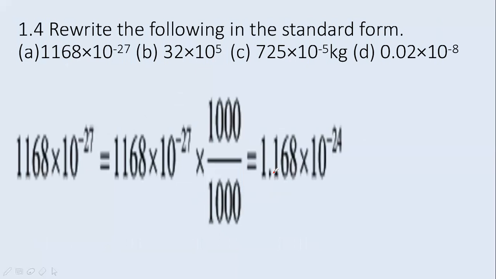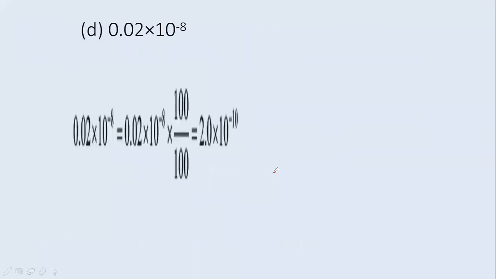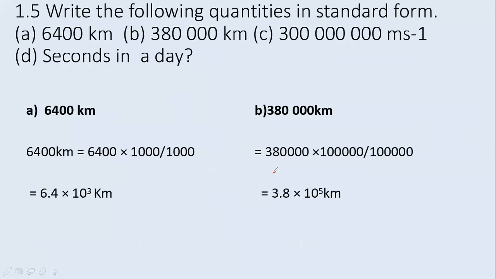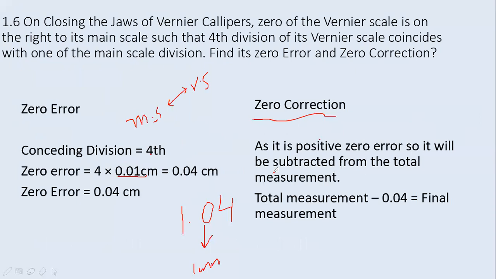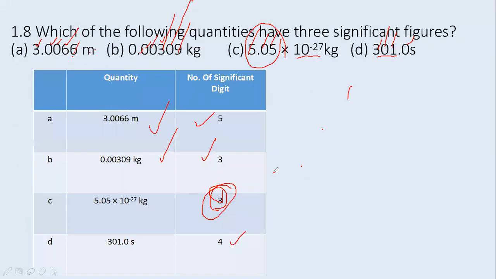Here we have to write the number in standard form. You can do it. Write the following quantities in standard form. You know the standard form has only one non-zero digit before the decimal place. So these are the questions that we did. This is today's question.